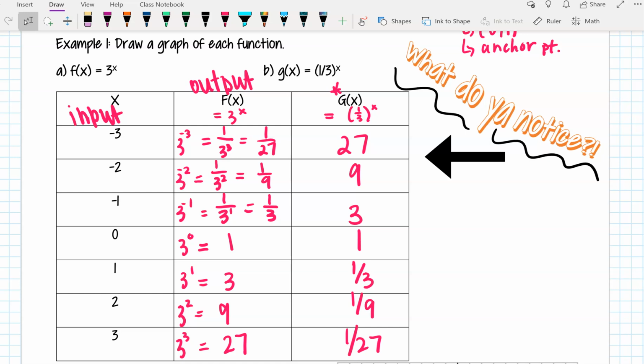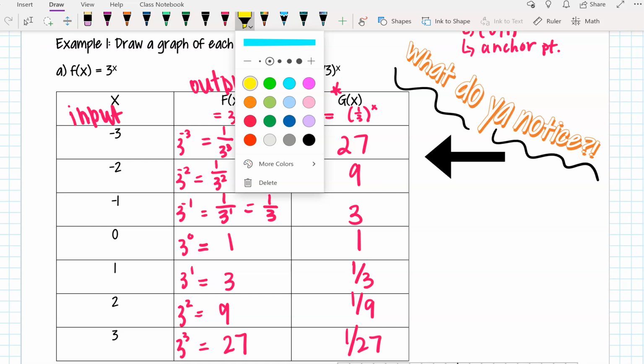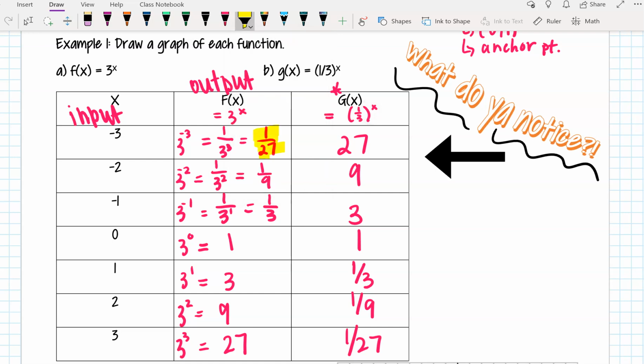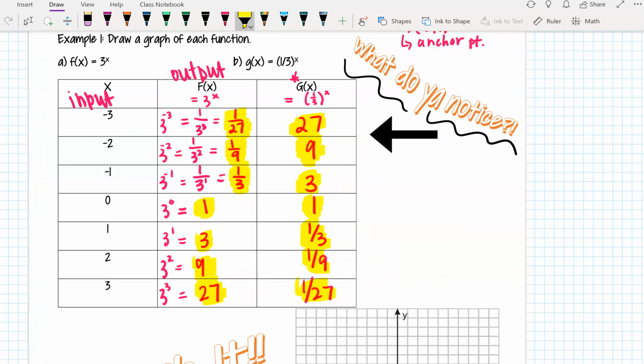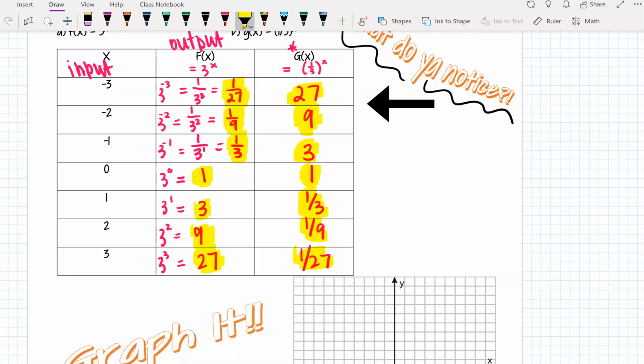Hopefully the conclusion you came up with is that when you compare your outputs, when you have the same input but different outputs, these outputs are reciprocals of each other. So 1/3 is the reciprocal of 3. The 1 is technically the reciprocal of itself. 3 is the reciprocal of 1/3, 9 and 1/9, and 27 and 1/27. If they're reciprocals of each other, let's see what the graph looks like.